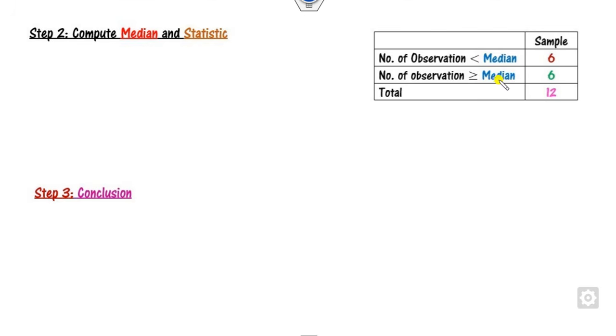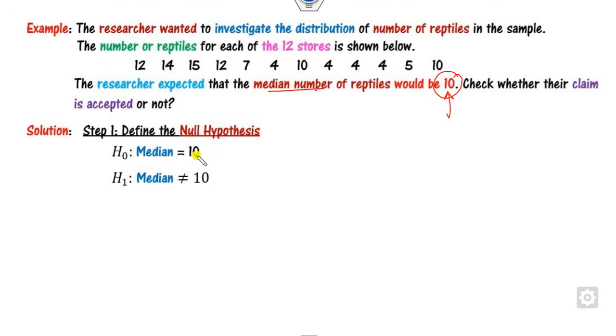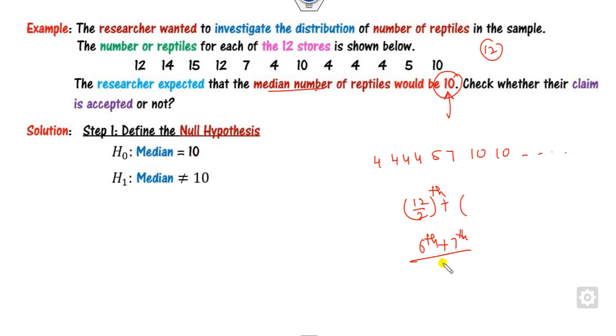Since the median is already given to you, there is no need to arrange them in ascending order. If you want to write in ascending order, you write it this way. Count, this is my 12, so the median will be 12.2 plus... there is a 6th and 7th position, the median is the mean of these.